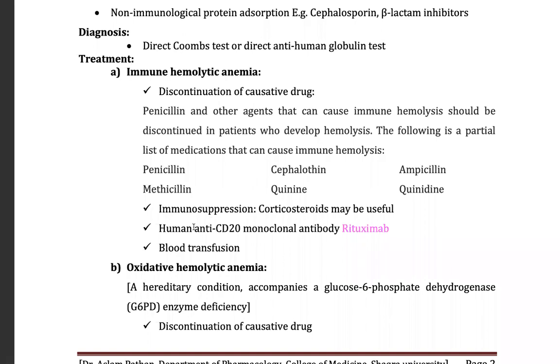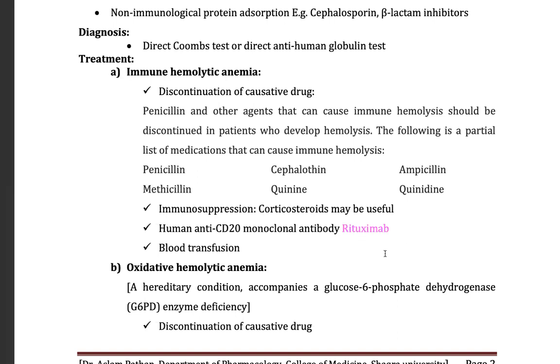And here the corticosteroid is most useful, because when the word is immunity, immune system, keep in mind the most important is corticosteroid. So the first choice you can give is the corticosteroid as an immunosuppressant. And if the patient is in a severe condition, we can give human anti-CD20 monoclonal antibody, which is rituximab.